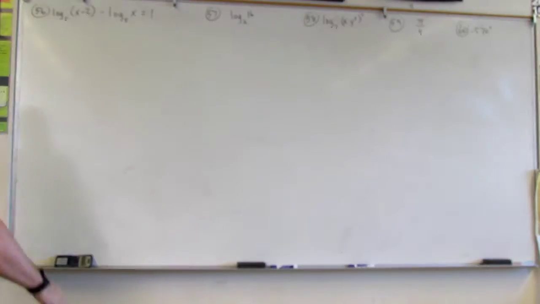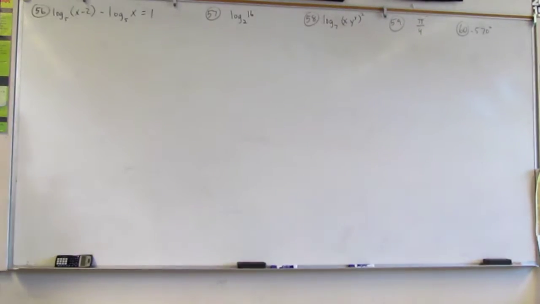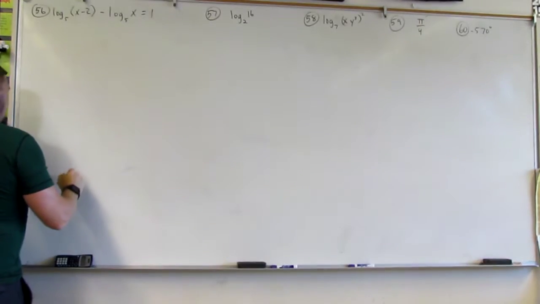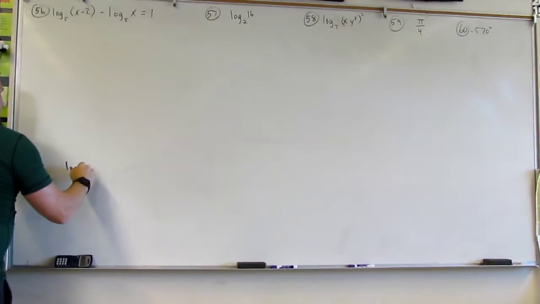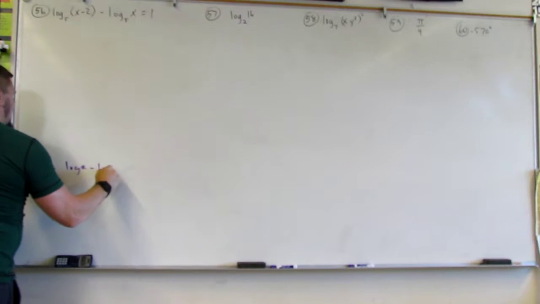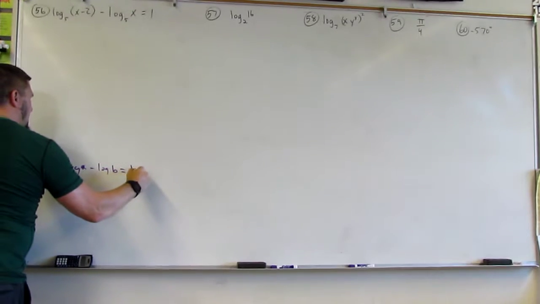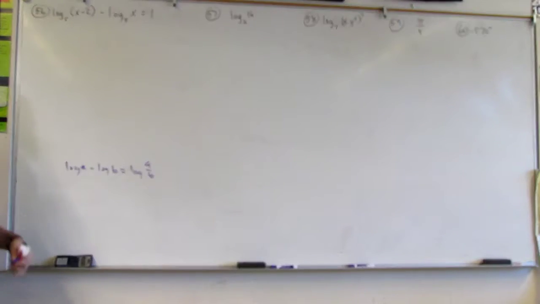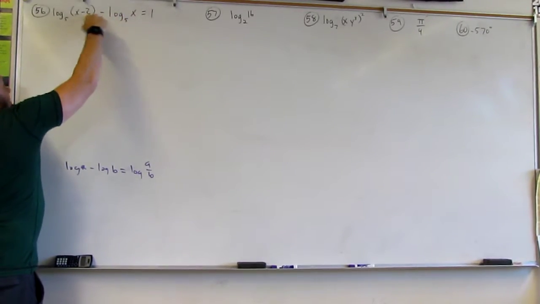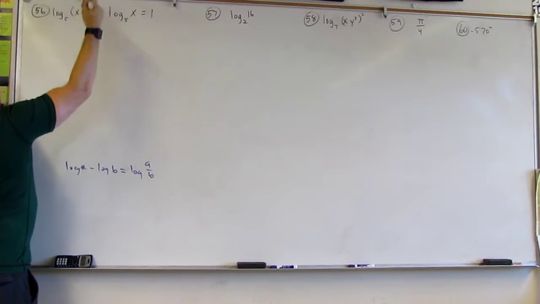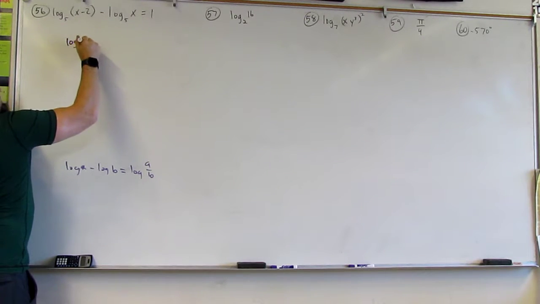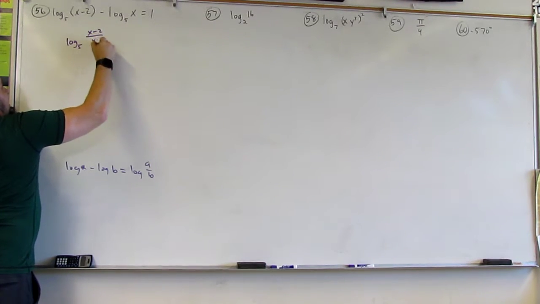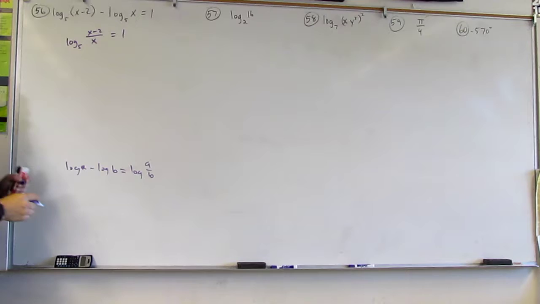My key is this. Remember, when we subtract these, there's a rule. Log A minus log B is equal to log A divided by B. So we just put this over that, or this under that. That's it. Log base 5 of (x minus 2) divided by x equals 1.